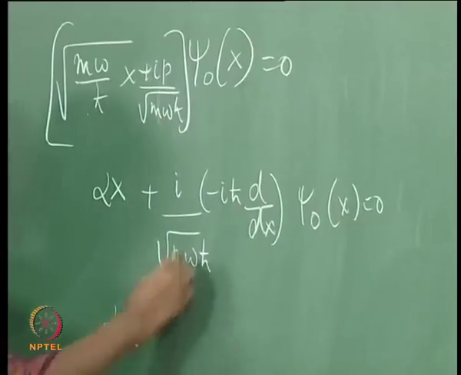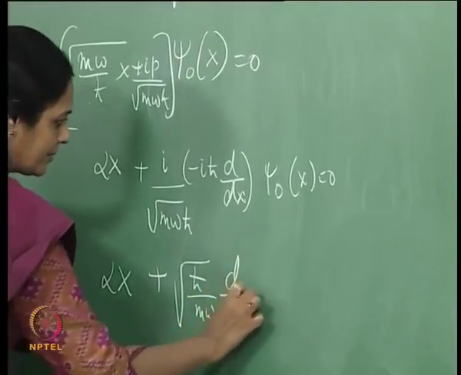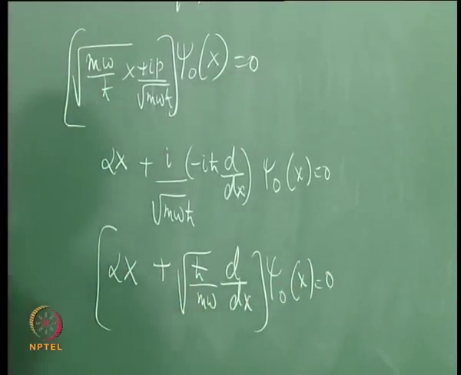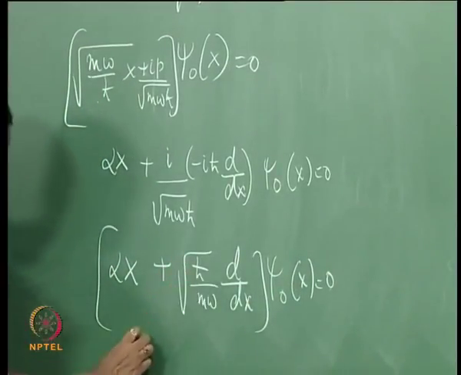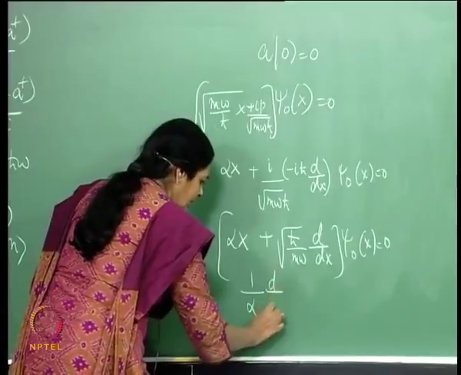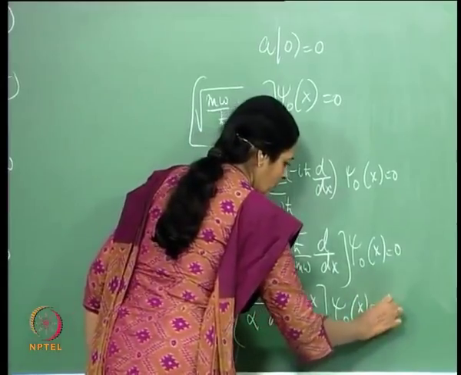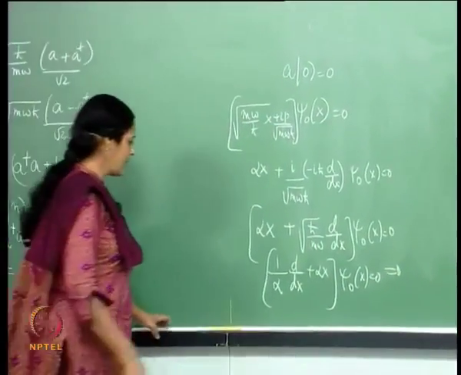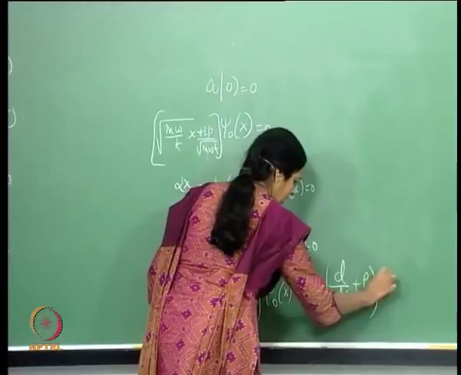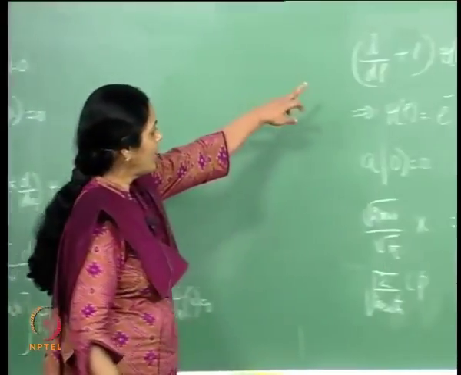So, I have alpha x plus root of h cross by m omega d by dx, psi 0 of x equals 0. That is the same as saying that gave me an alpha downstairs. So, 1 by alpha d by dx plus alpha x, psi 0 of x equals 0. In terms of rho, which is alpha x, that is simply d by d rho plus rho, psi 0 of x equals 0, which is exactly what I have here.